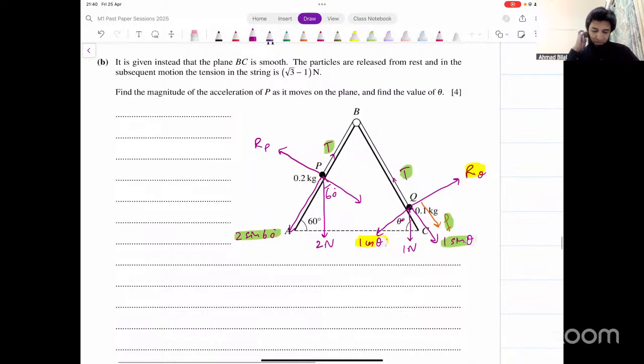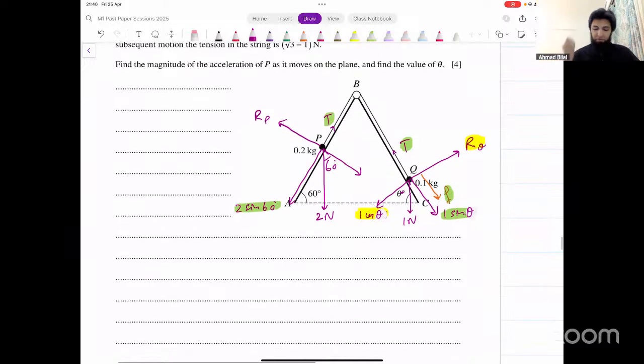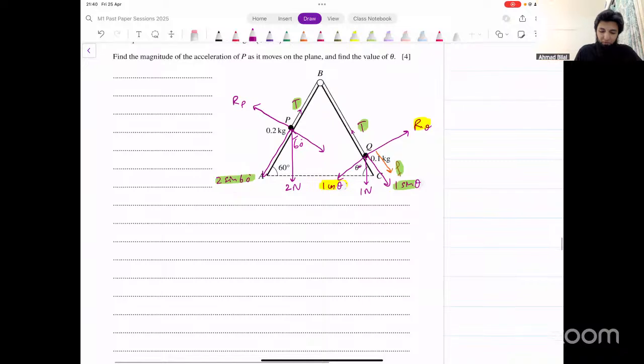Okay, so we're given the value for tension. Find the magnitude of acceleration of P as it moves on the plane and find the value for theta. Now we can apply Newton's second law of motion on both the objects. We've got object P and we've got object Q. Since we're talking about tension in this case as well, now we can apply Newton's second law of motion on both the objects separately.